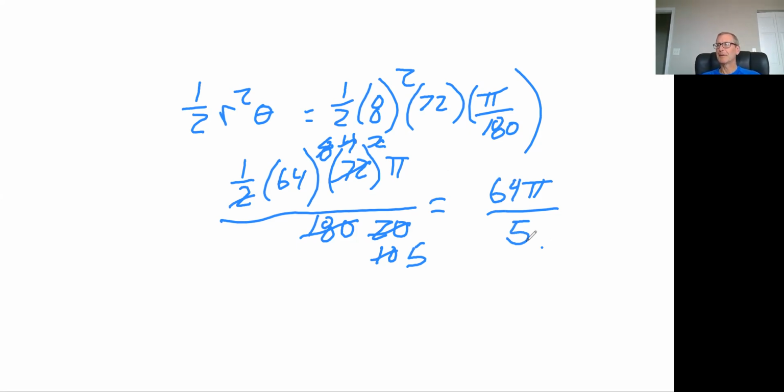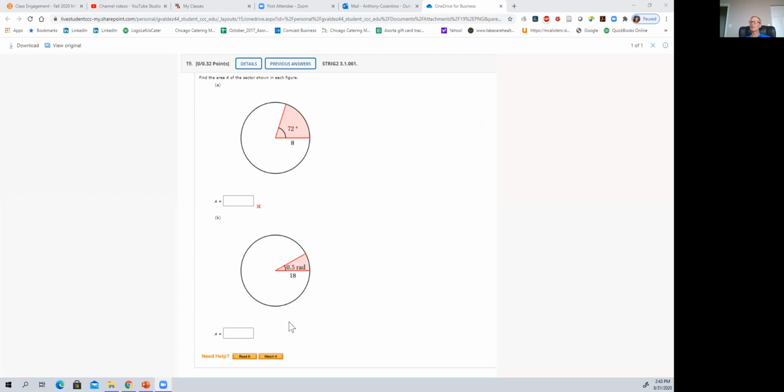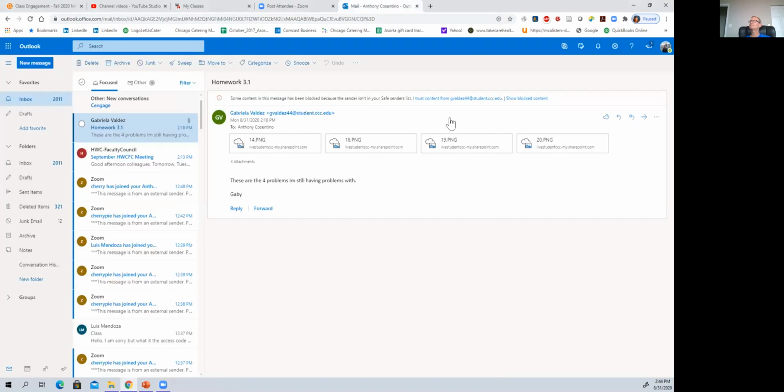So again, a lot of stuff to deal with the fractions. The other problem was actually a little bit nicer, because if you see this problem, the radius is 18, and the angle is in radians, 0.5. So that's 1/2 times 18 squared times 0.5. So get out your calculator and rock and roll with that one.